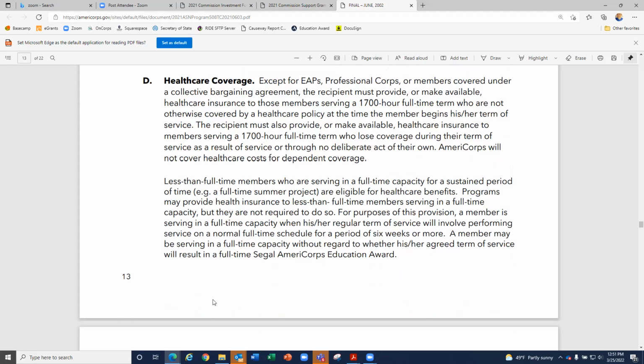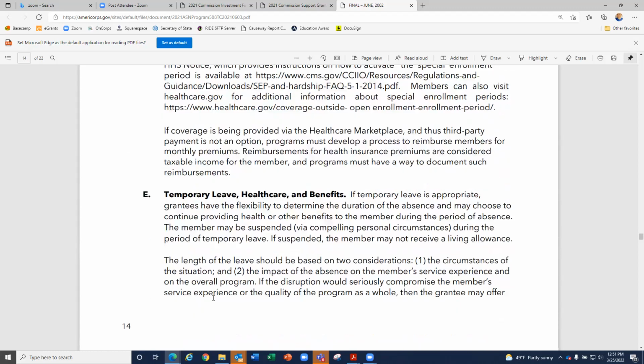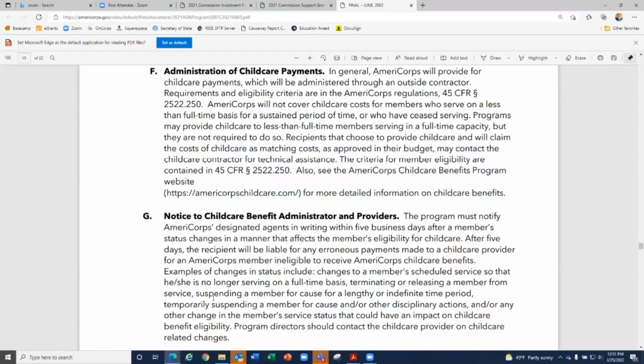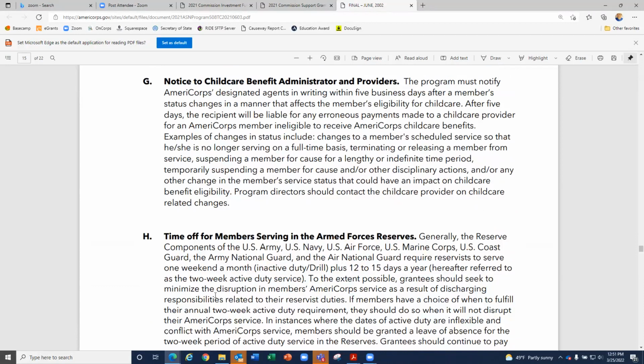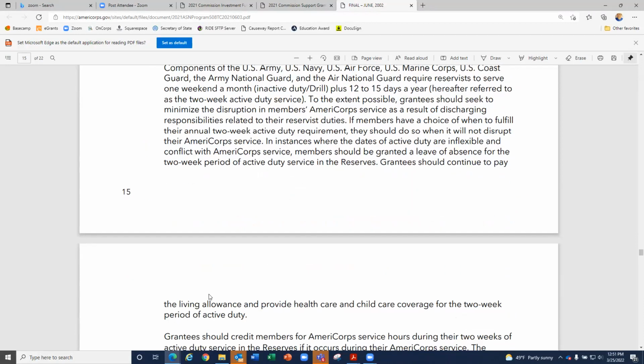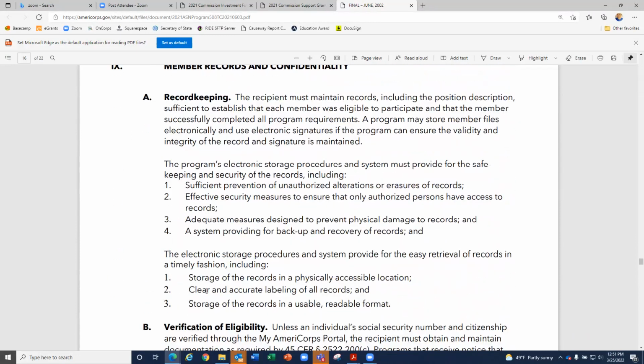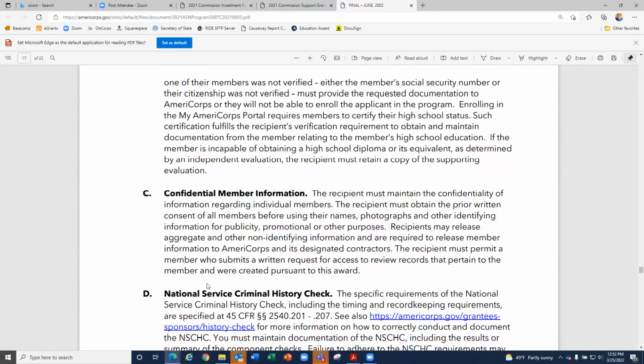It also describes the requirements for healthcare coverage, whether or not folks are eligible for childcare benefits from the AmeriCorps program, and what happens if they're in the armed services and they need to respond to the National Guard. So you can see that there is a lot in here, and I really want everyone to take the time to review the terms and conditions. That was really the message that I wanted to deliver today.